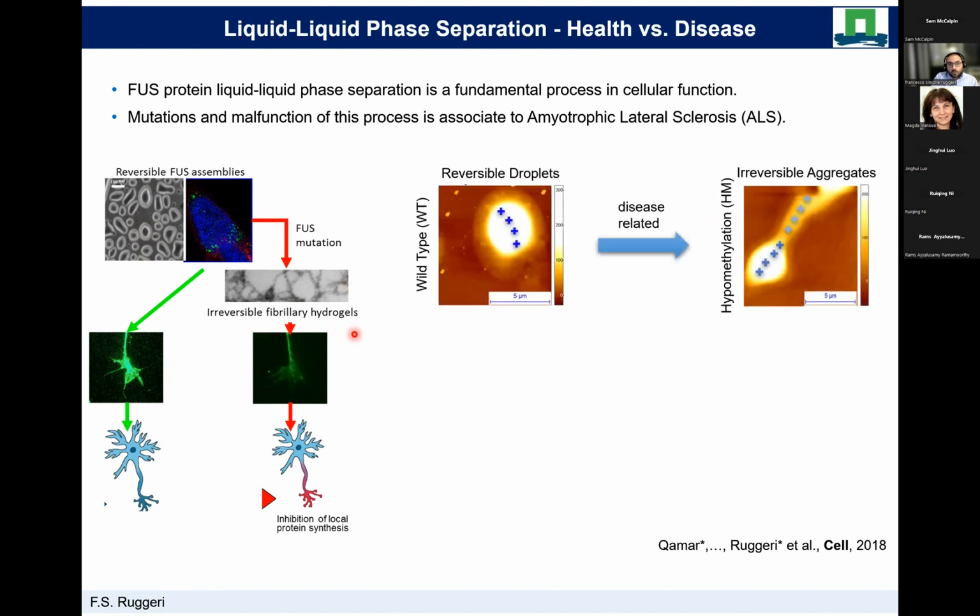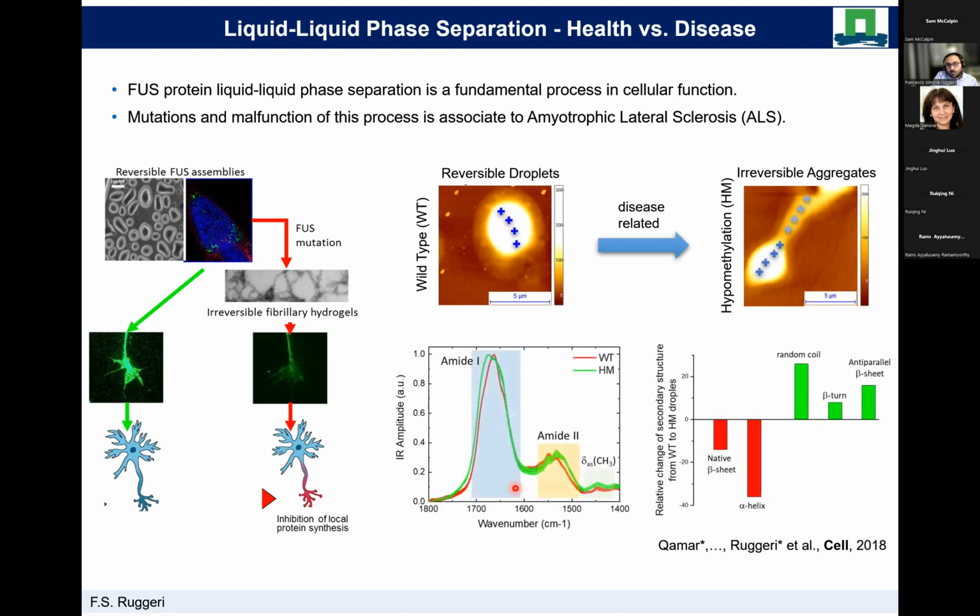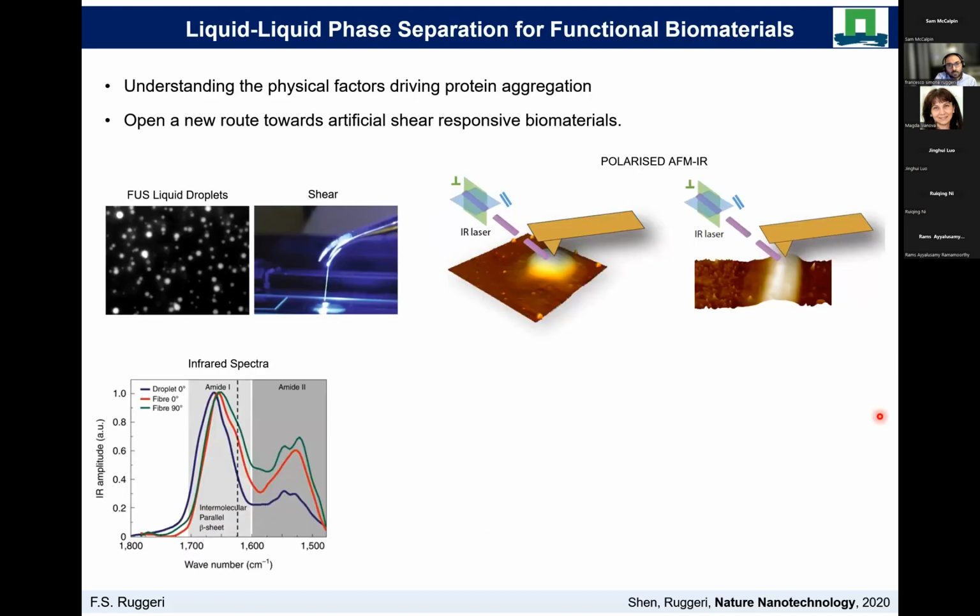And what we could do with our technology, we could characterize the morphological and the chemical structural differences of droplets that are wild type, not related to disease, versus condensates, which start to elongate, they start to have a fibrillar shape, and they are related to neuronal malfunction. And we could prove that this neuronal malfunction was related to the presence of antiparallel beta sheets, and so to a cross-beta sheet signature of amyloids.